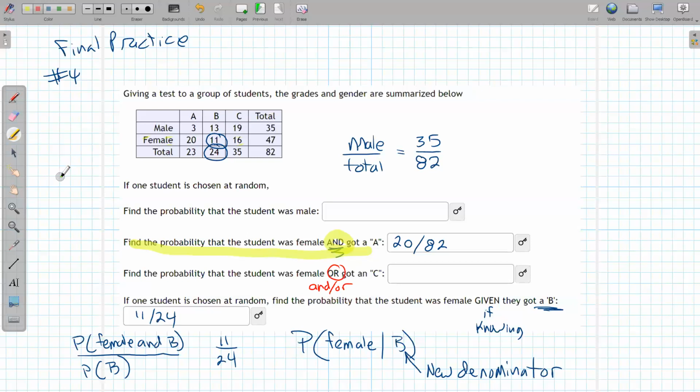Highlighter red. So let's see, I want females for sure. So I need all of the females. And then I also need the C's. And so I need all 4 of these numbers here to get my total. So 20 plus 11 plus 16 is 47. Then add on that additional 19. So 47 plus 19 is 66. So the or tells me it would be 66 out of 82 for that one right there.